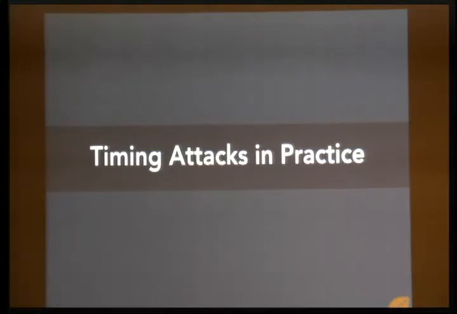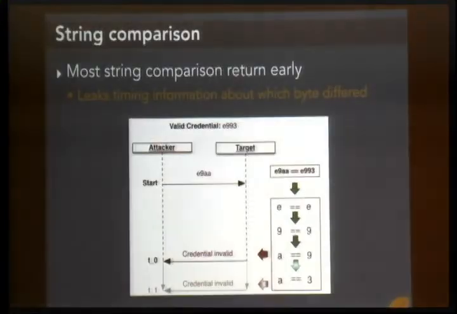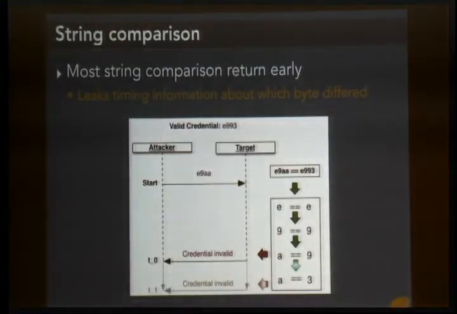Yeah, so let's look at a common class of timing side channels, one that probably a lot of you are familiar with, and that's string comparison. This was the first vulnerability that came to mind for me when I started thinking about timing attacks. Most string comparison functions return early. They'll return when they see the first non-matching byte or sequence of bytes that are different between the two strings being compared. And this leaks information if you measure the time it takes to perform the comparison.